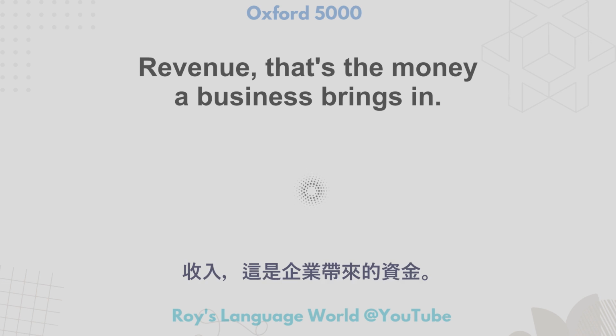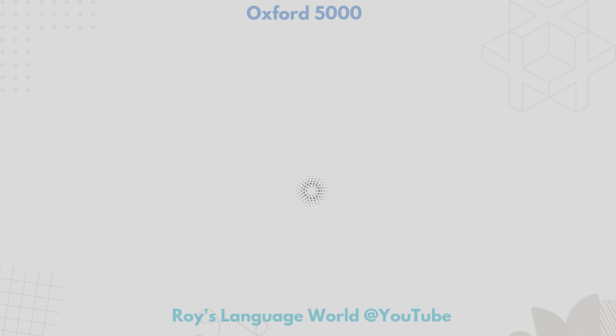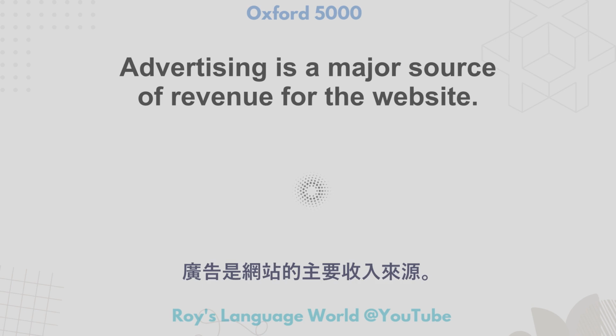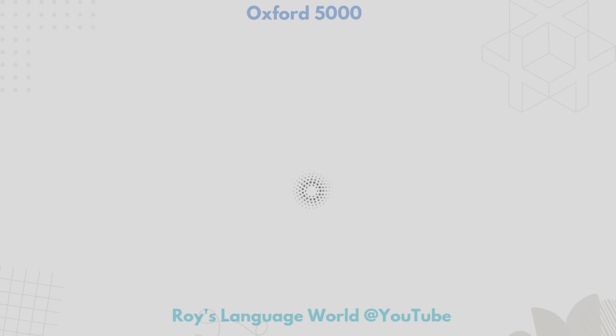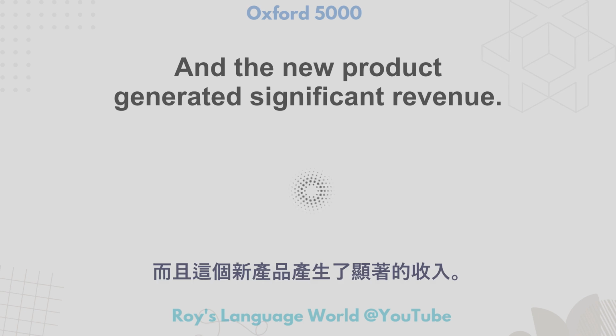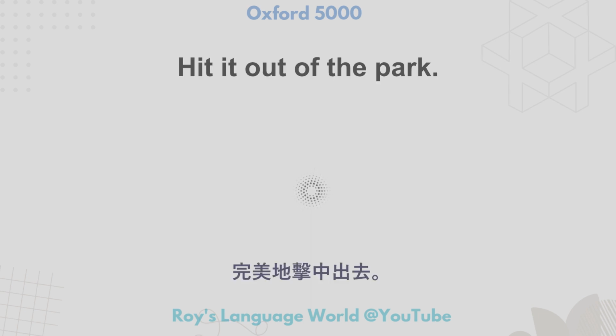Now let's talk money. Revenue. That's the money a business brings in. Their income, yeah. The company's revenue increased this year. Excellent. Advertising is a major source of revenue for the website. Makes sense. And the new product generated significant revenue. Hit it out of the park.